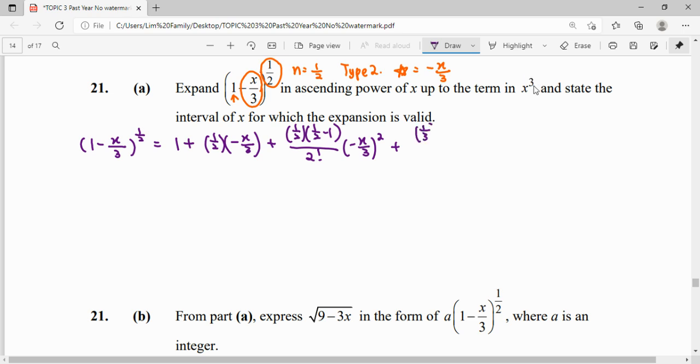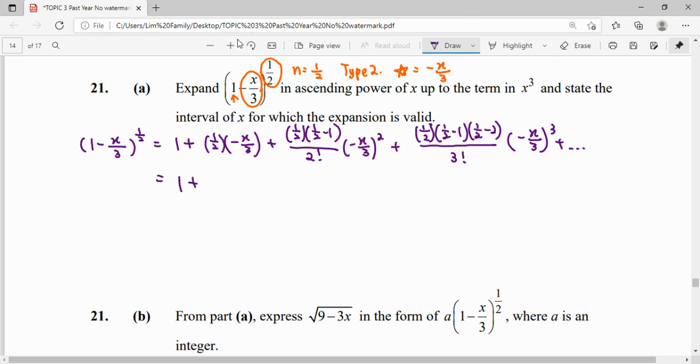Continue. They ask us to expand up to x to the power of 3. So n, n minus 1, n minus 2, over 3 factorial. The thing we want to expand here will be to the power of 3. Of course the rest of it, we no longer need to show. We just put dot dot dot. Then we're going to simplify it.